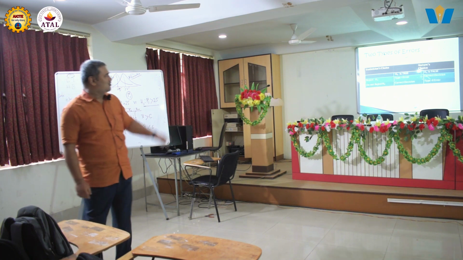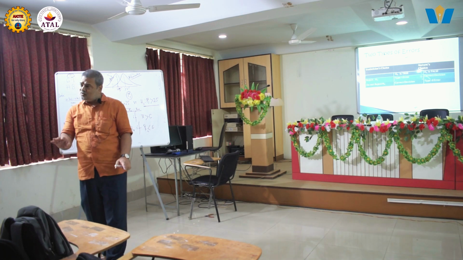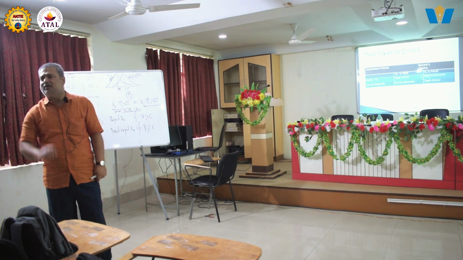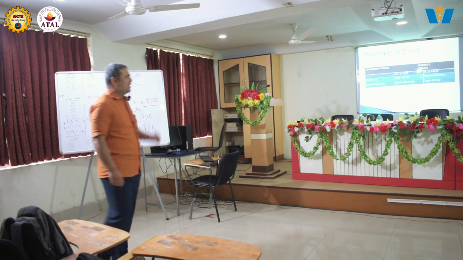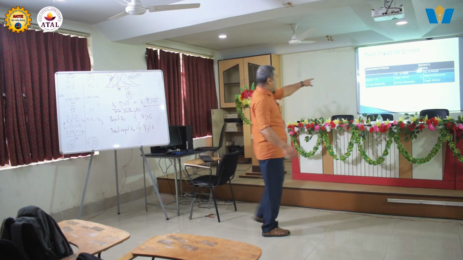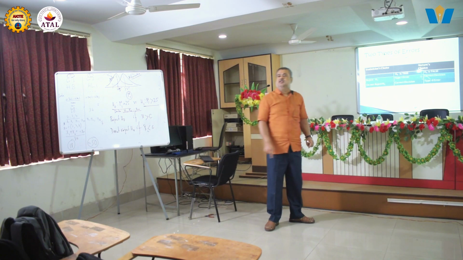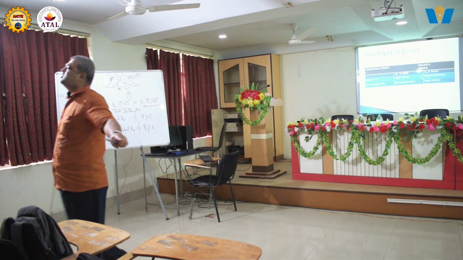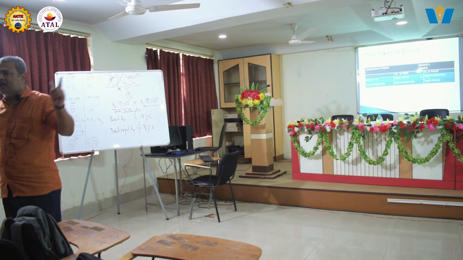Now, first one, reject H naught when H naught is true. H naught is true when you are rejecting it. This is an error. This is called type 1. Reject H naught when H naught is true. This is an error. And another one, H naught is false. Still, you do not reject it. H naught is false. You should reject it, but you are not rejecting it. That is another error. So two types of errors.